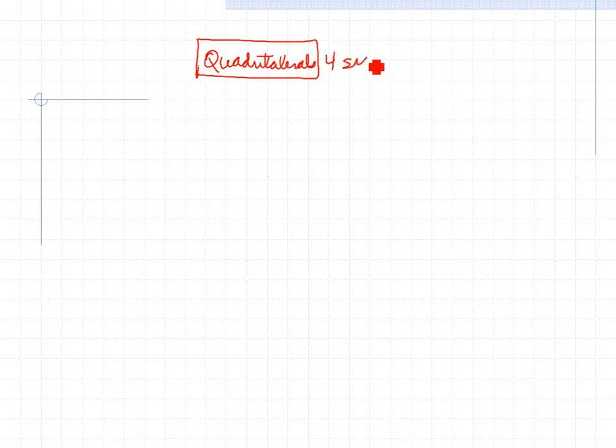All right, so on this chart, again, draw this chart. You have quadrilaterals. What is a quadrilateral? Four sides. Off of quadrilateral, we had what? Parallelograms.